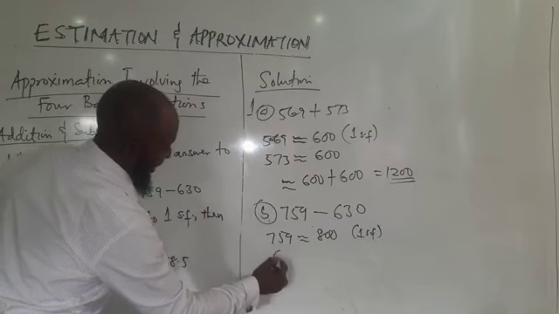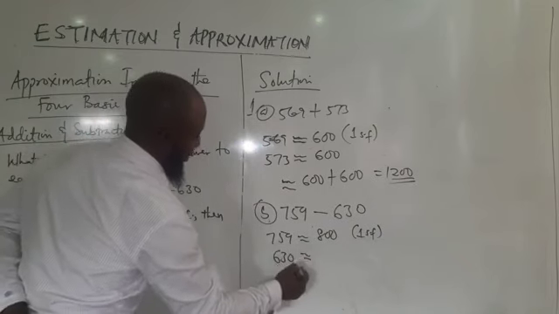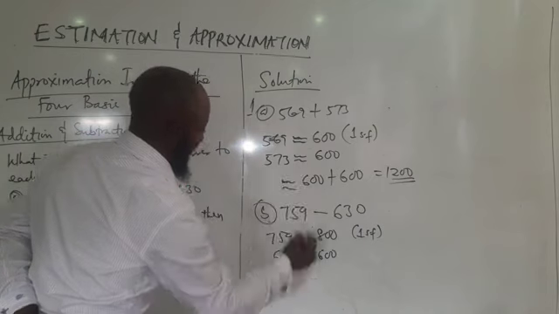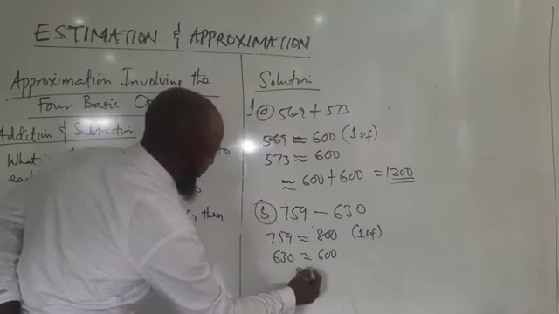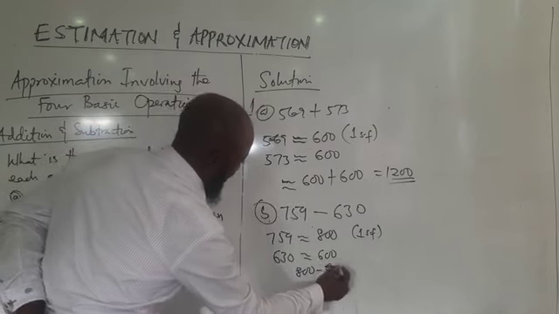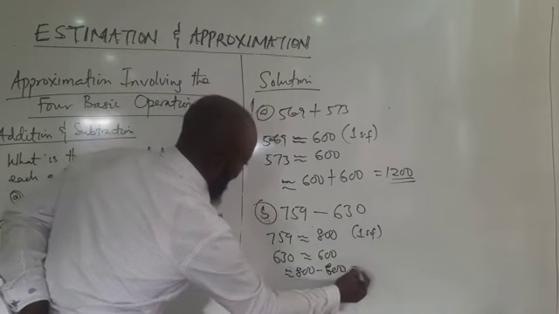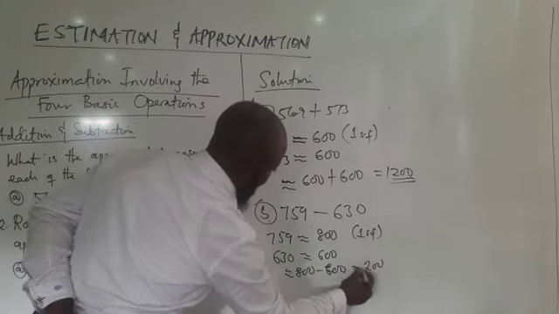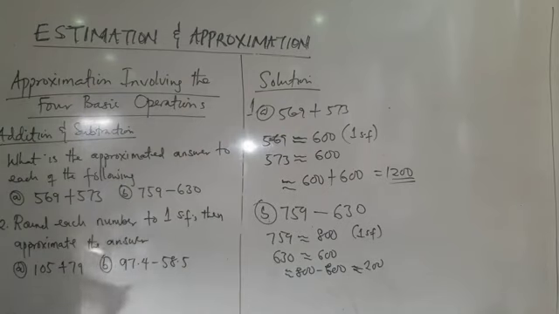Next, 630 will be 600. So therefore, this will be 800 minus 600, right? So our answer will be 200. I hope this is very clear. So that is that on the first question.